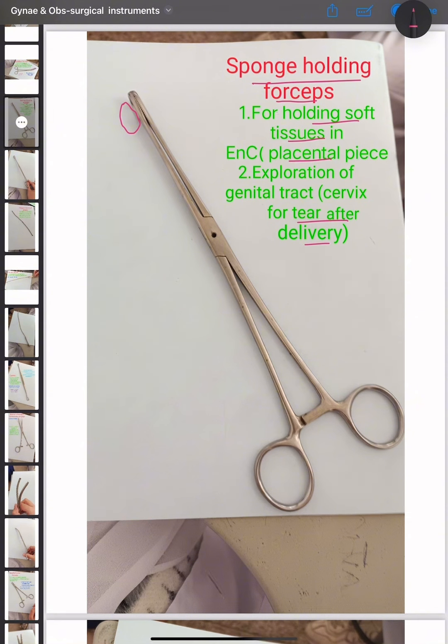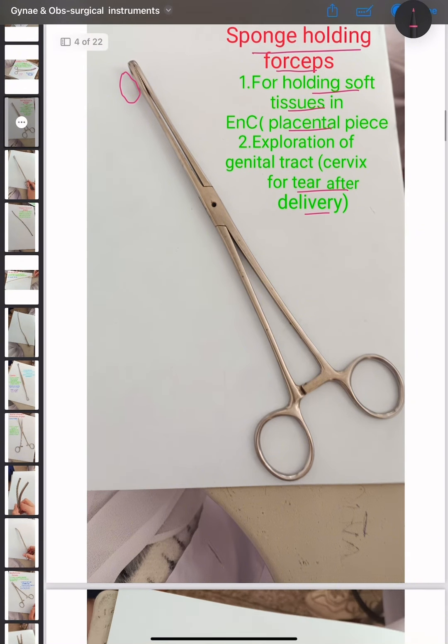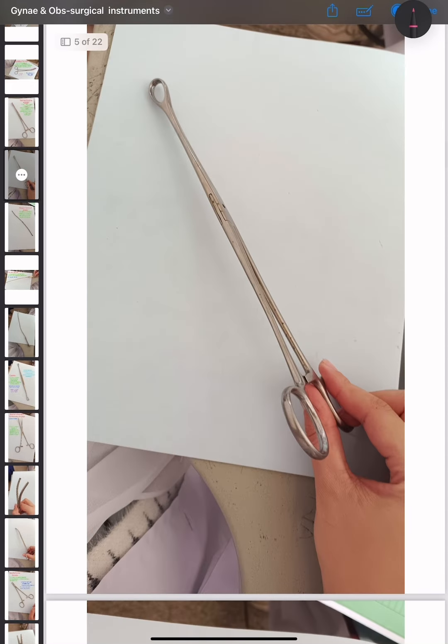Sponge holding means it is used for the holding of soft tissues. For example, placental pieces, and it is used for the exploration of the genital tract. For example, if we want to see inside the genital tract whether polyps are present or whether infection is present, we will use the sponge holding forceps for the holding of soft tissues. This is the sponge holding forceps, another view. It looks like this. We are having an opening here.